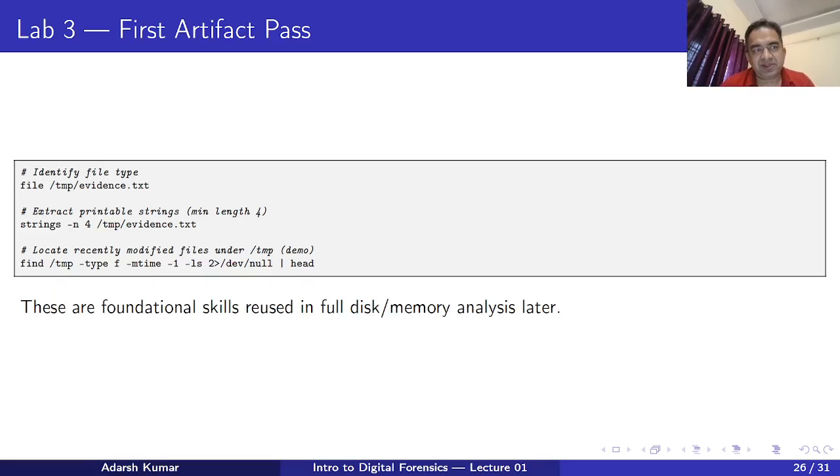For example, lab 3 is another simple experiment. Here you can use the file utility to identify type, strings -n 4 to extract printable text, and find to list recently modified files under /tmp. These commands are foundational for later disk and memory work. For example, running strings on a suspicious binary might reveal some URL like http://malicious.example/gate and cmd.exe /c, giving immediate investigation leads even before full reverse engineering.